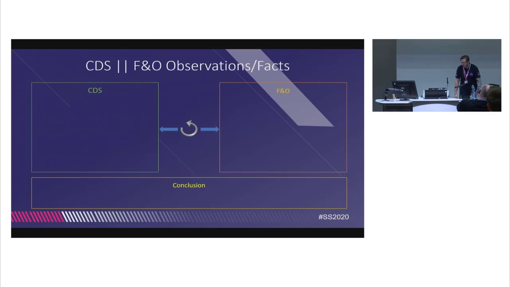So, this is not a CDS versus F&O discussion. This is observation and facts. Let's start with the Common Data Service. If you do use the Common Data Service, your data will sit outside finance and operations. It's a given. And that's a lot of pushback that I've received from a few clients because they say it has double the maintenance. So suddenly you not only have to maintain your data and look after your data in F&O, you then have to look after it in CDS as well.